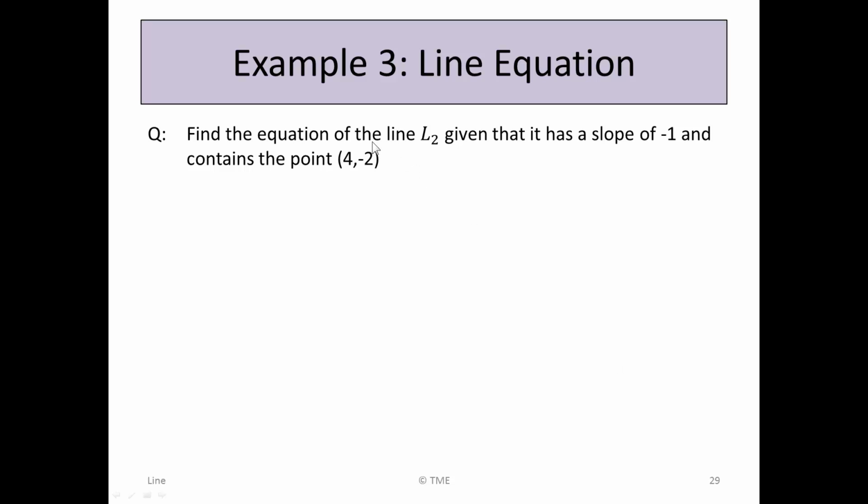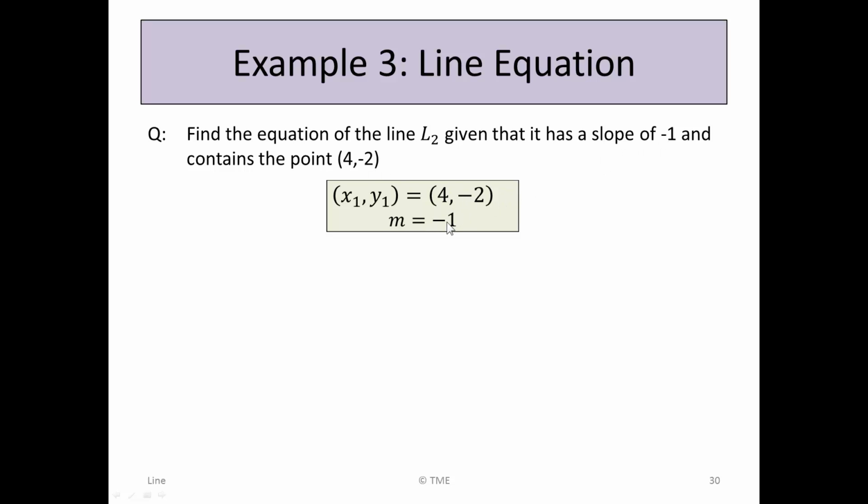Example 3. Find the equation of the line L2, given that it has a slope of -1 and contains the point (4, -2). So in this information you're told we know the m value and we know a point. So it's relatively straightforward now to get the equation. But we'll write down what we know. x1, y1 is (4, -2). We're just transferring the data.